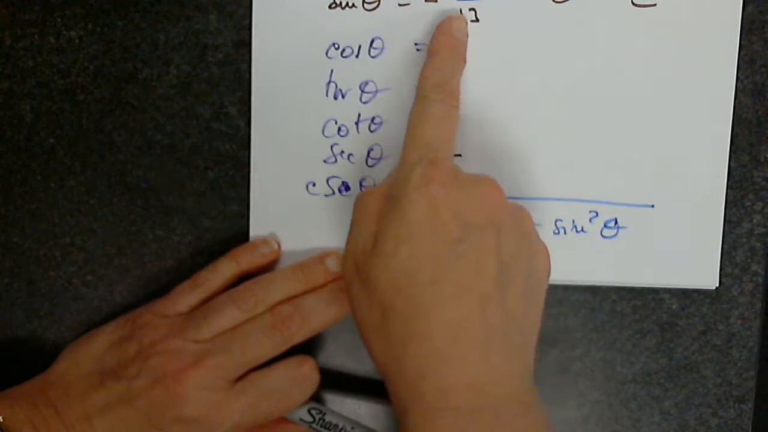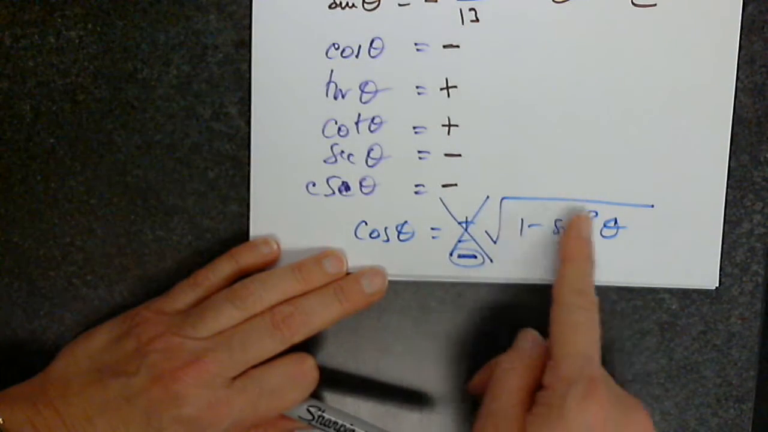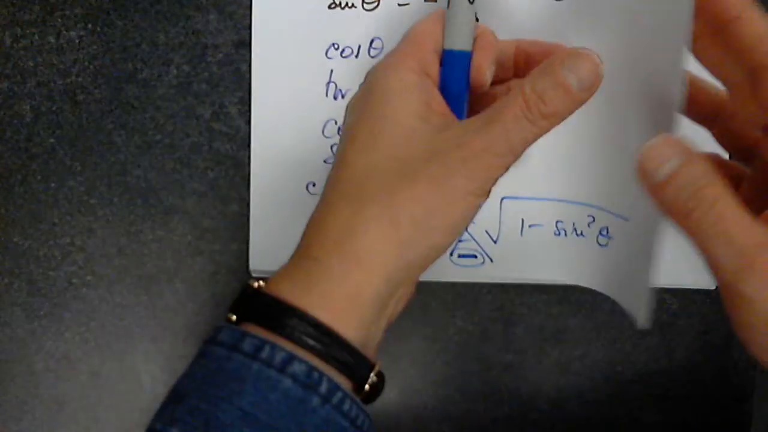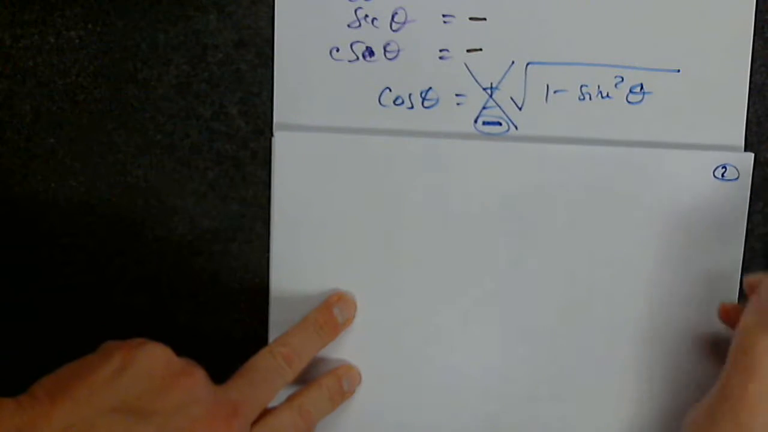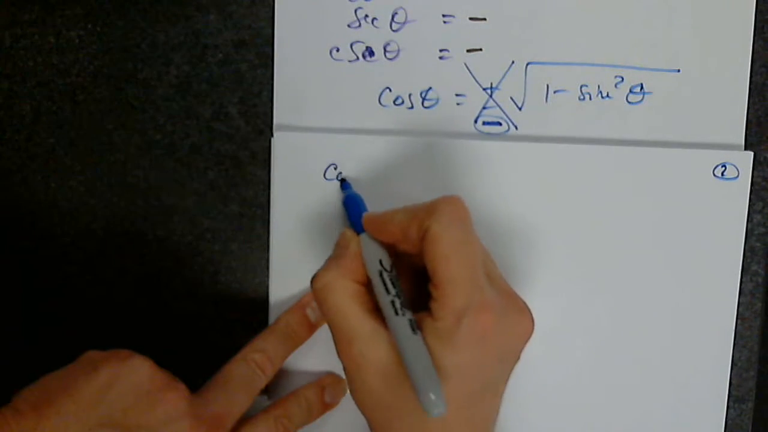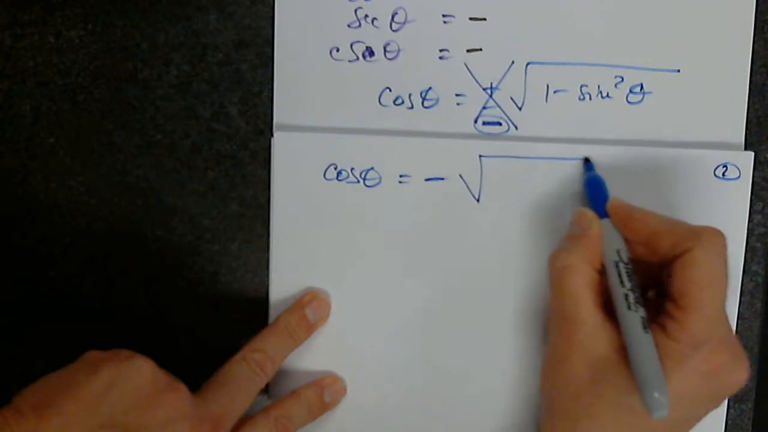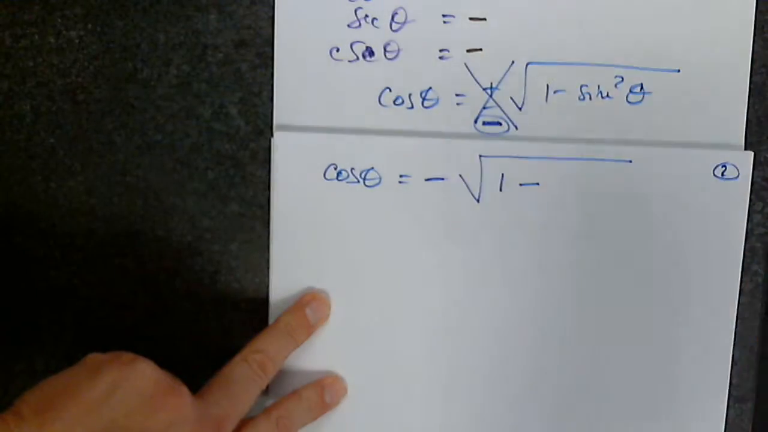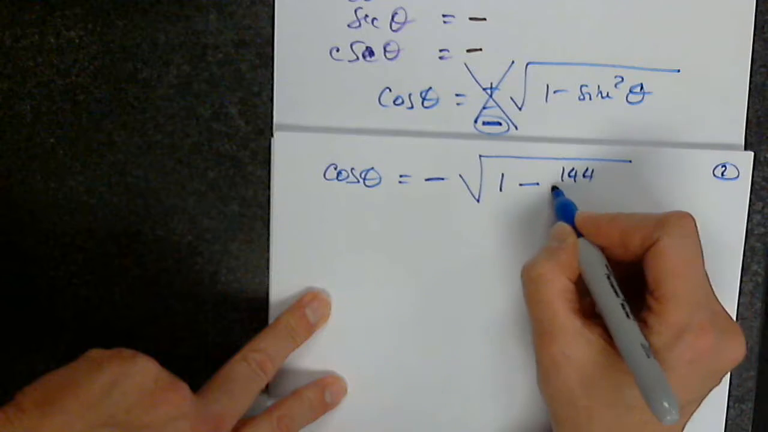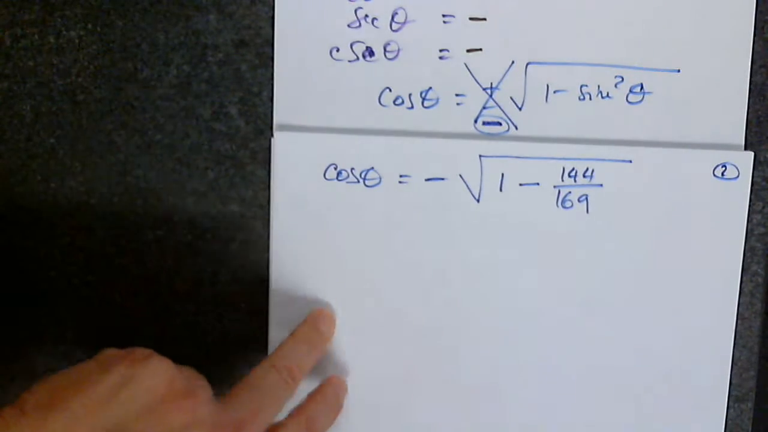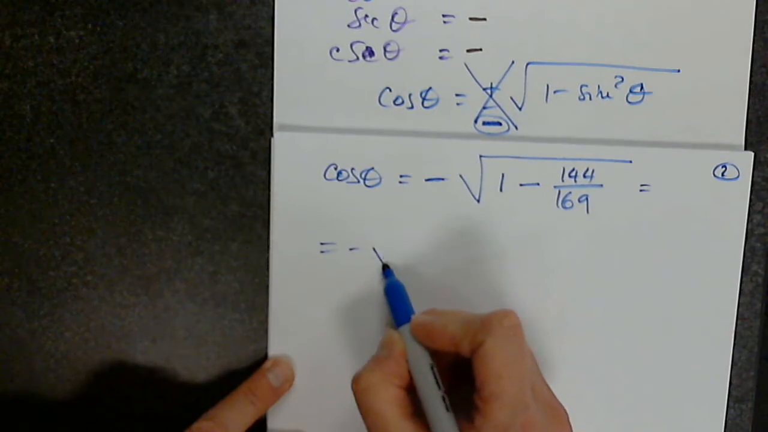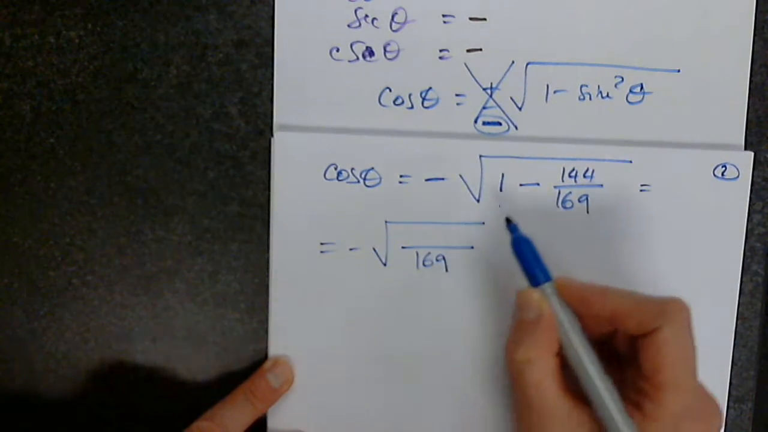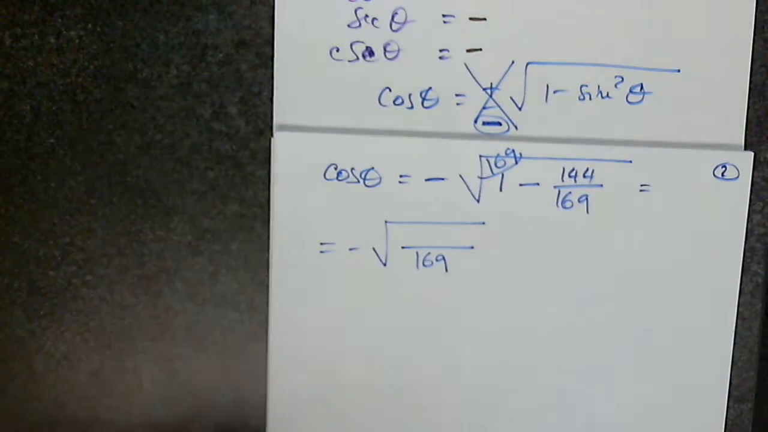So then I will plug in 12 over 13 and square it and perform this operation. So let's see what we get when we do that. Very good question. It's a good warm-up question. So then cosine theta equals negative the square root of 1 minus, when I square a negative number, I get a positive number, 144 over 169. I find that the least common denominator is, very good, 169. So this needs a 169, and 169 minus 144 is 25.